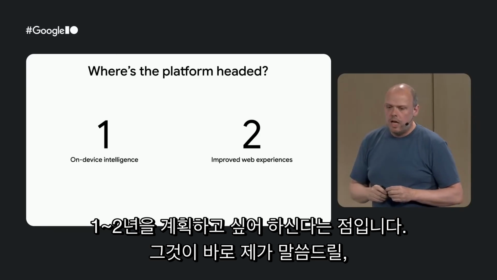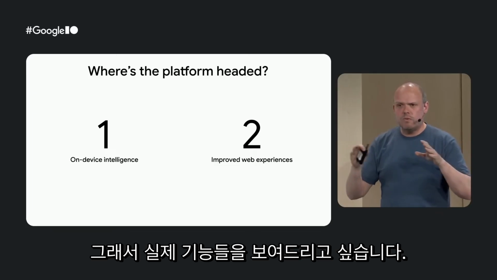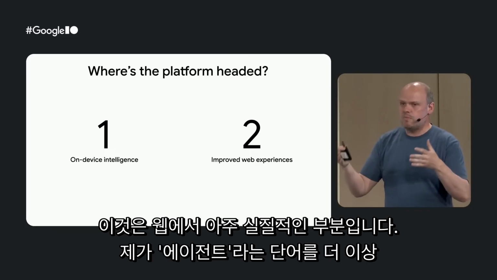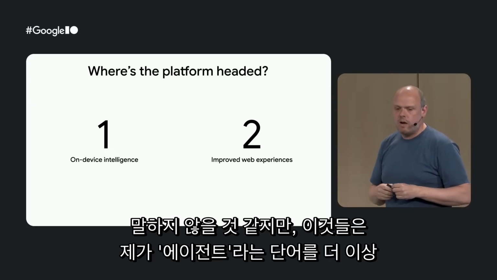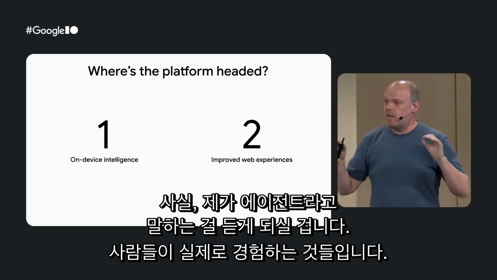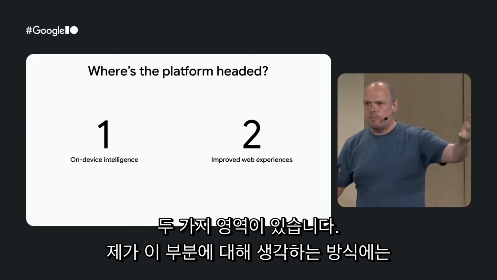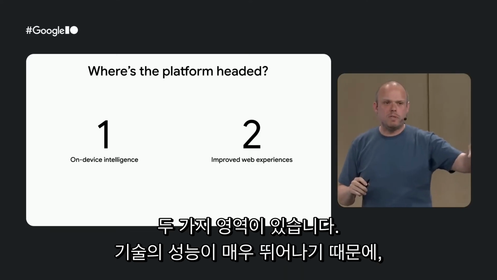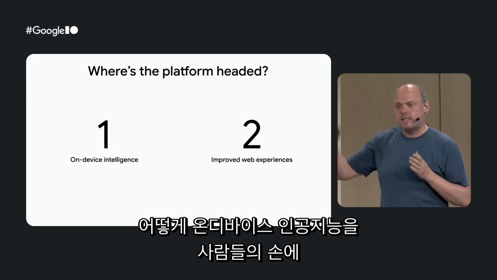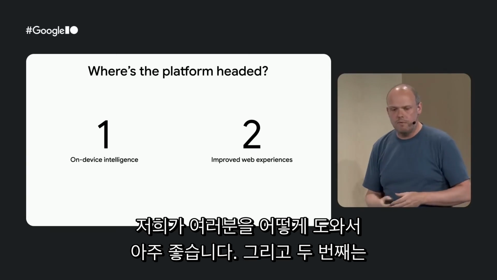So I kind of want to show you some of the bits, like this is the very tactile part of the web. I don't think you'll hear me say agents one more time, but these are the things that people will experience as they use the web. Now, actually, no, you will hear me say agents one more time. I tell a little bit of a lie. So the bit here is like, we have two areas or two ways that I think about this. One, how do we put on-device intelligence into people's hands? Because the technology is very capable and very good. And then the second is like, how do we actually just help you improve people's experience of the web?